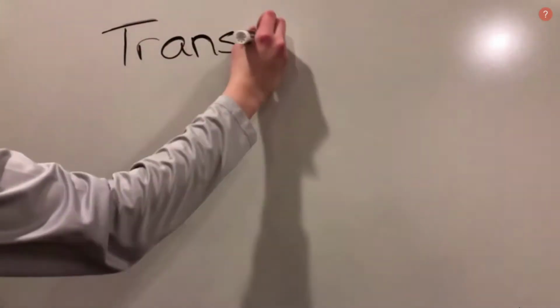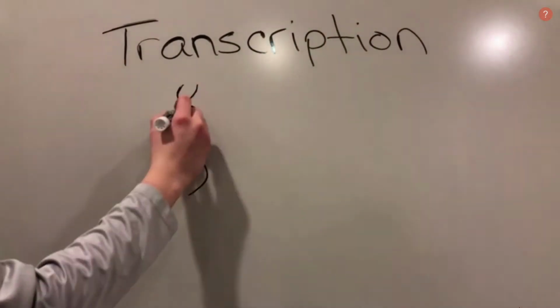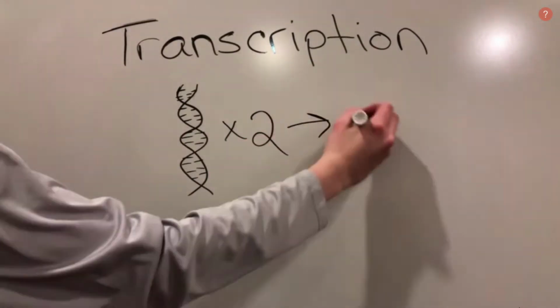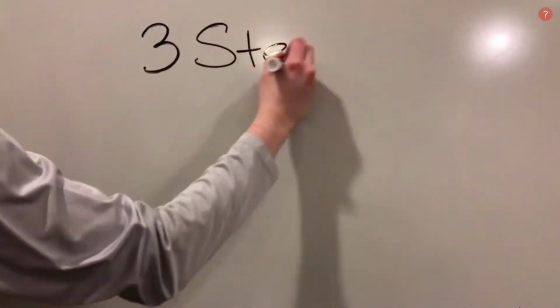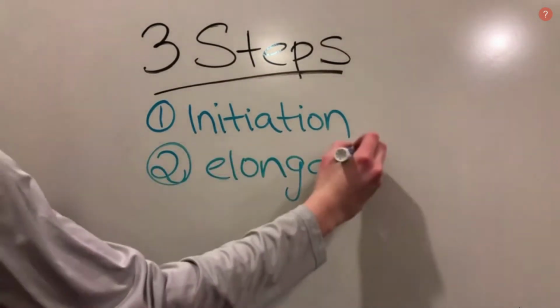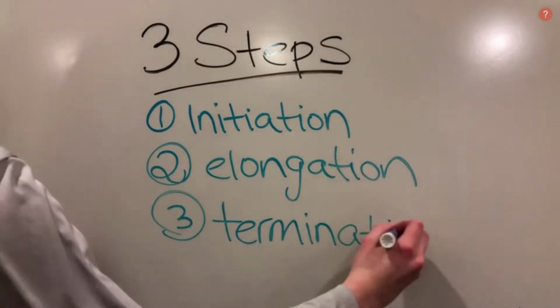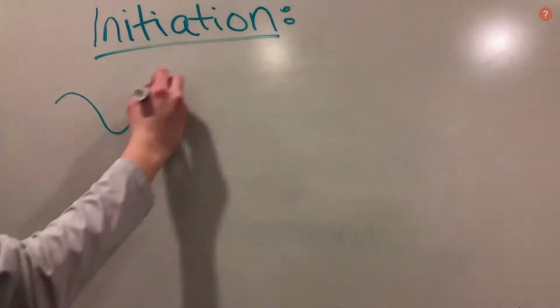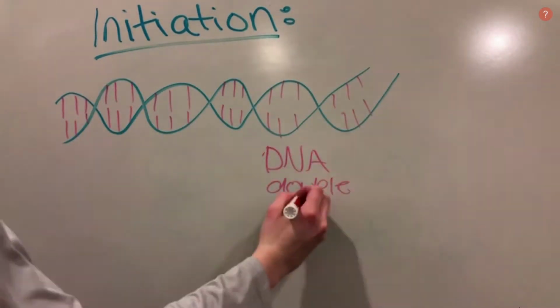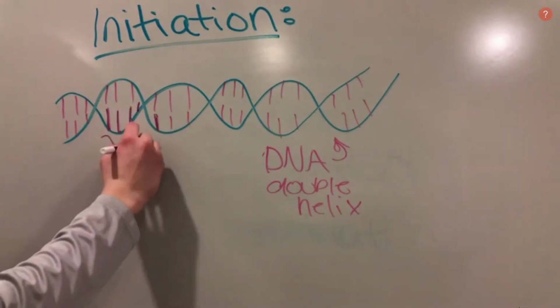The purpose of transcription is to unzip DNA into two template strands so that a complementary strand of RNA can be made. There are 3 steps in transcription: initiation, elongation, and termination. In initiation, RNA polymerase binds to the promoter region of a DNA double helix and unzips the 2 strands.